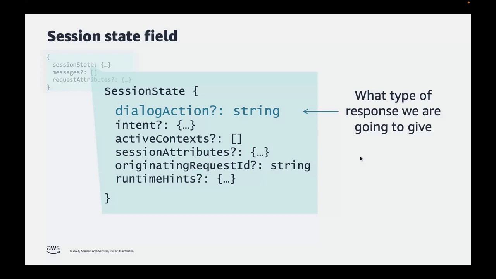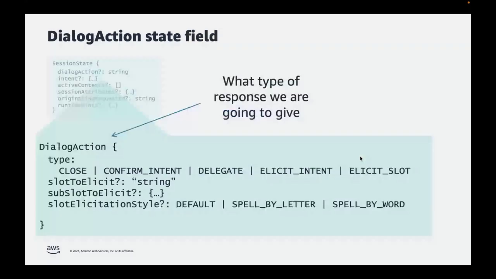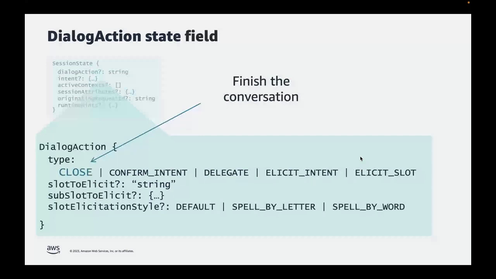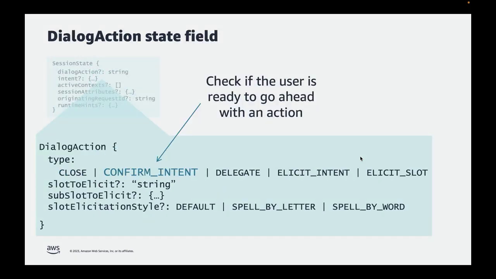First up in that session state object, we have the dialogue action. It represents not those messages, so not the words we're going to say back, but the type of response we're doing. So for instance, the first up here is close. That ends the conversation. Ideally, make sure the customer is in agreement about that. Don't just walk away mid-conversation from them. Or we can confirm intent, so we can confirm with the user that they want us to go ahead and take the actions that we're planning to take.